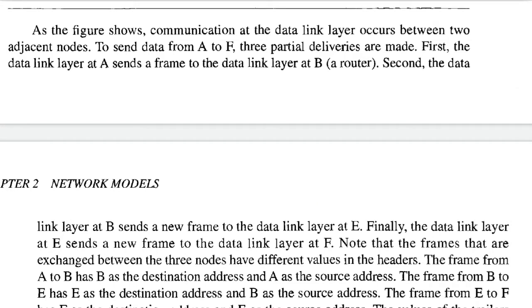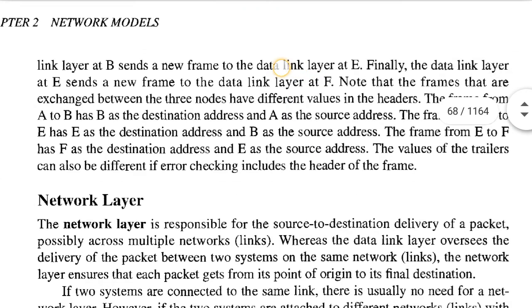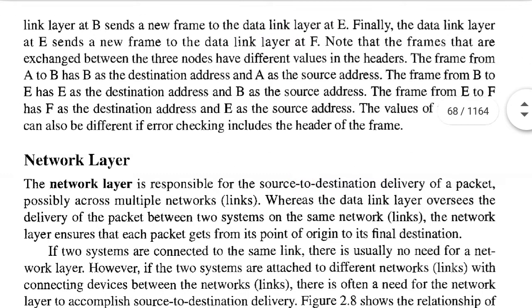As the figure shows, communication at the data link layer occurs between two adjacent nodes to send data from A to F. Three partial deliveries are made. First, the data link layer at A sends a frame to the data link layer at B. Second, the data link layer at B sends the frame to the data link layer at E. Finally, the data link layer at E sends a new frame to the data link layer at F.